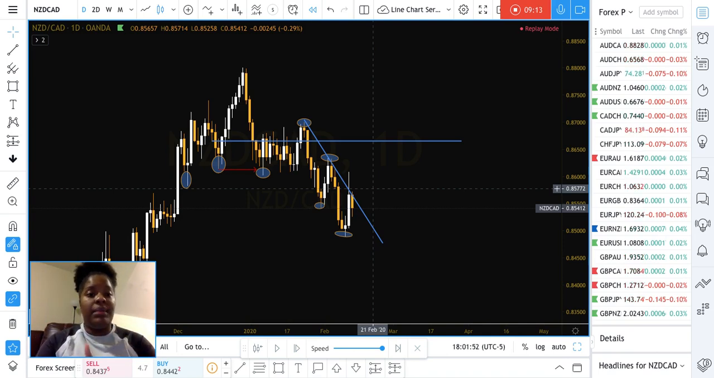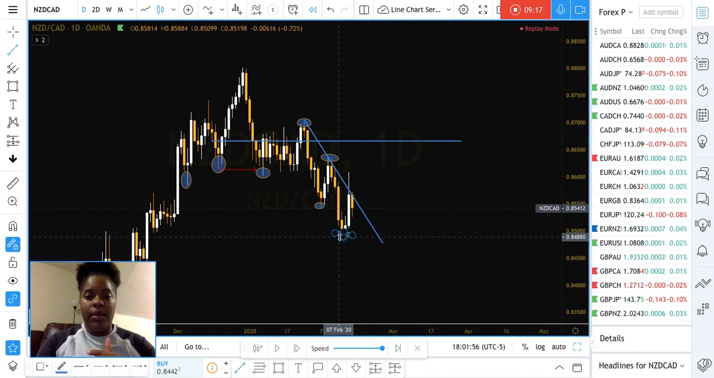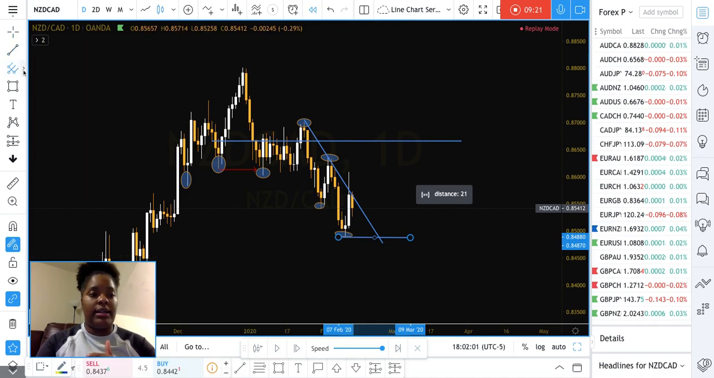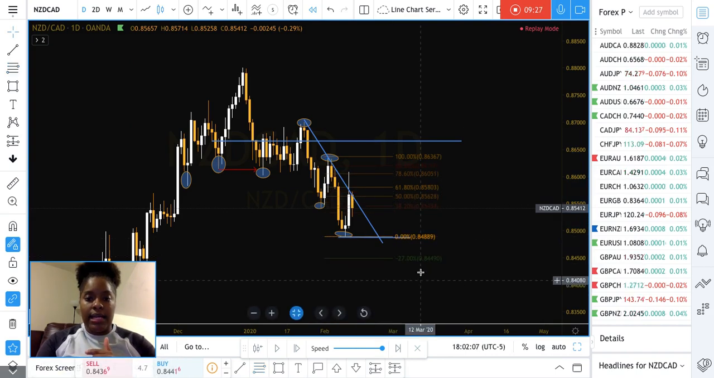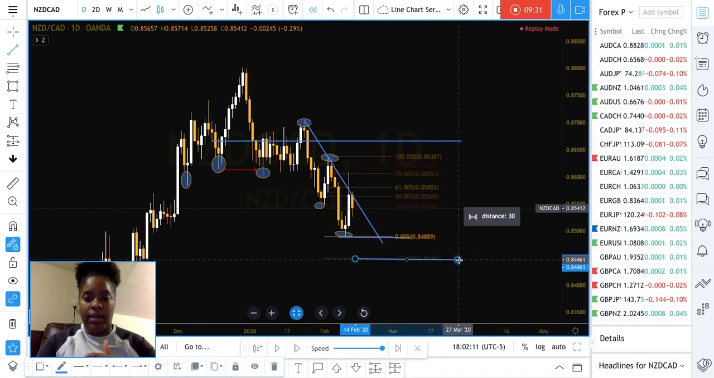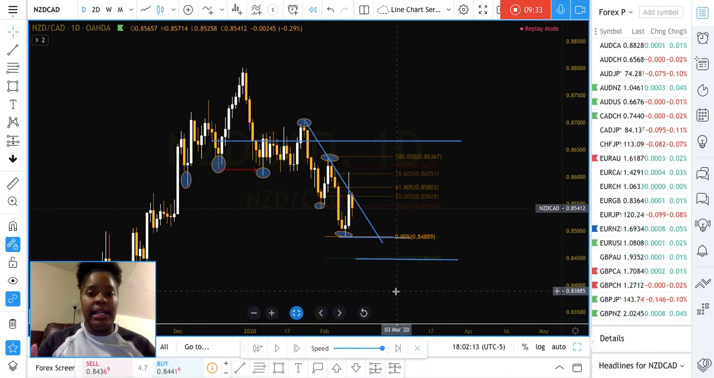Now I use Fibonacci as well. So my first target on my fib is always back down to the previous low here. And then my second target, and let's pinpoint that out here, is also going to be my negative 27 right here. And then I'm in the trade. That's it. That's all I need to do.